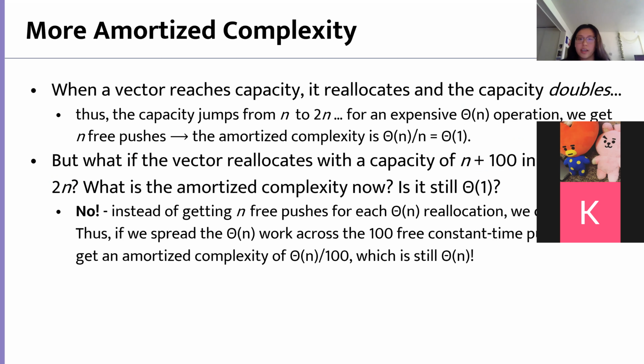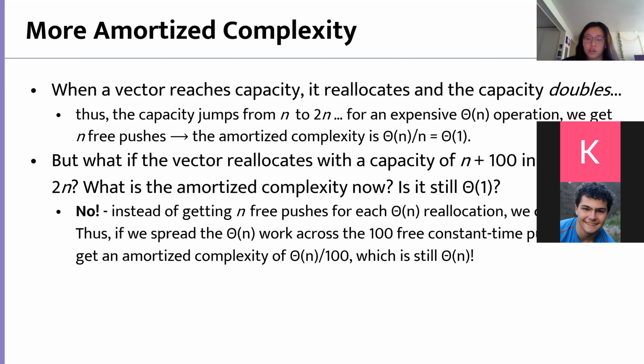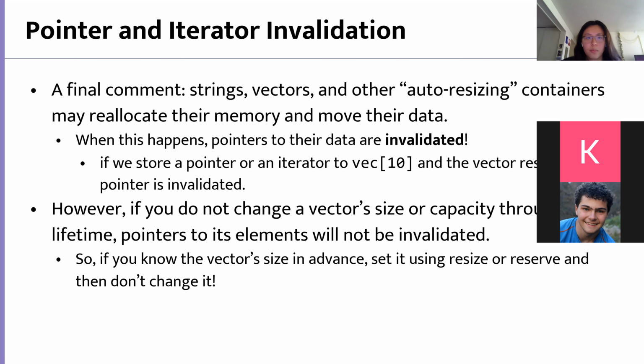And so that's why it's super important to know that the vector capacity actually doubles, because if it were to increase just with a constant factor, then it will not be amortized O of 1. And a final comment about strings, vectors, and other auto-resizing containers that may reallocate the memory when they're full and move their data.